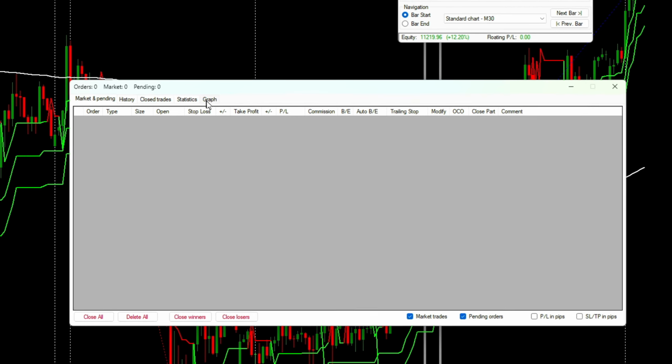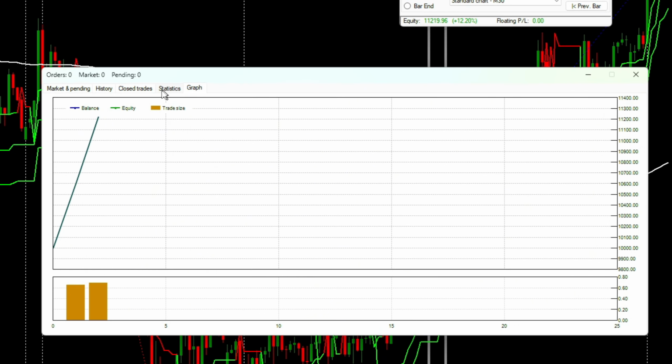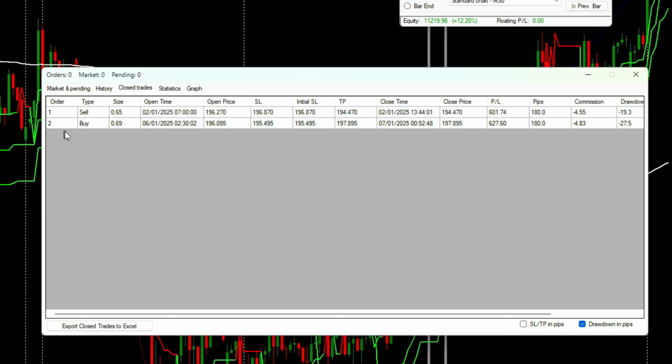The graph is not going to show us very much, just a straight line. Closed trades, we've only had 2 trades, and the pips for each one, both of them 180 pips. So that's actually enough to give us, let's see, 3R twice. So 6R on the total.